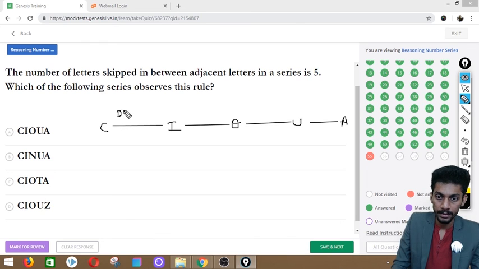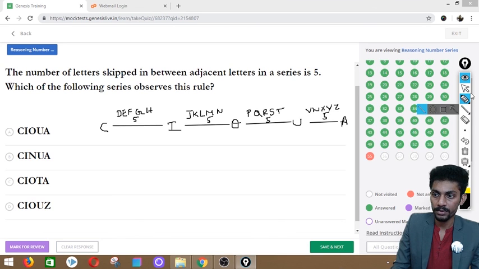After C it is D, E, F, G, H. So we got 5 consecutive, that is adjacent letters missing. After that they got I, J, K, L, M and N. Yes, 5 again. So 5 done. O, P, Q, R, S, T. 5 again. After T it is U, V, W, X, Y, Z. After Z it is A again. Yes. So the number of letters kept in between adjacent letters in the series is 5.